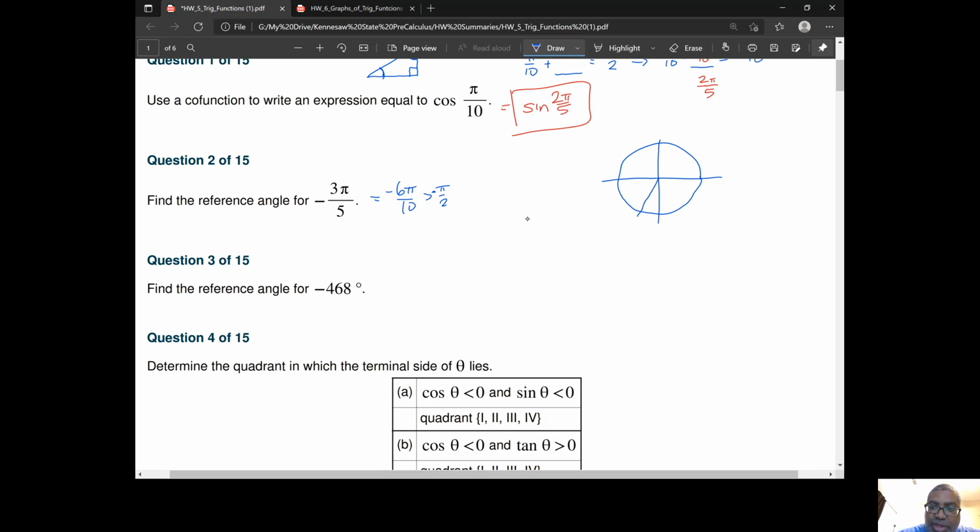The reference angle is how far it is from the angle to the nearest horizontal axis. So if this is negative 3 pi over 5, what they're asking is how far it is from here to here. Negative 3 pi over 5 plus what is equal to negative 5 pi over 5, which is negative pi? This is pi going positively; going negatively, it is negative pi. Same thing. And we understand that the reference angle is 2 pi over 5.